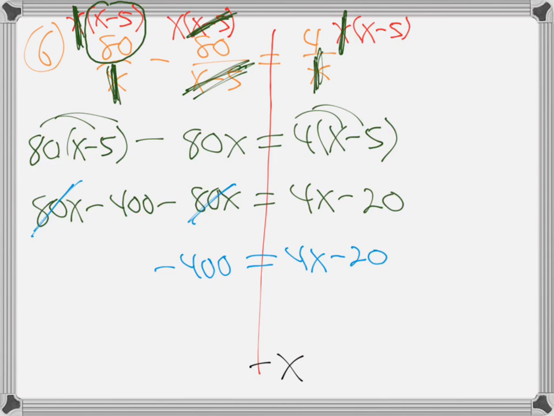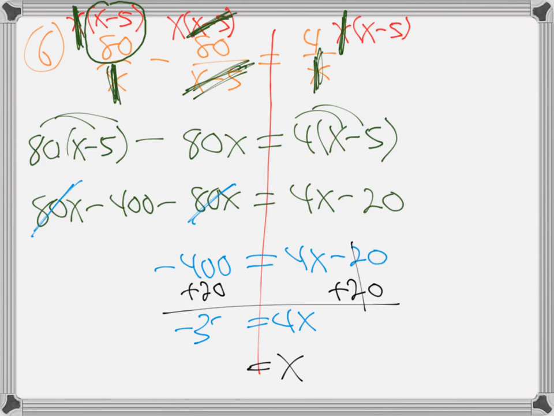x is down there saying, I want to be alone. Get rid of all that stuff. Get rid of this 4 and this minus 20 so that I can be alone. x is a big loner. So add 20 to both sides. So 4x is minus 380. And last step is, just scribble all over your paper, divide by 4. And what would you all say that answer is?